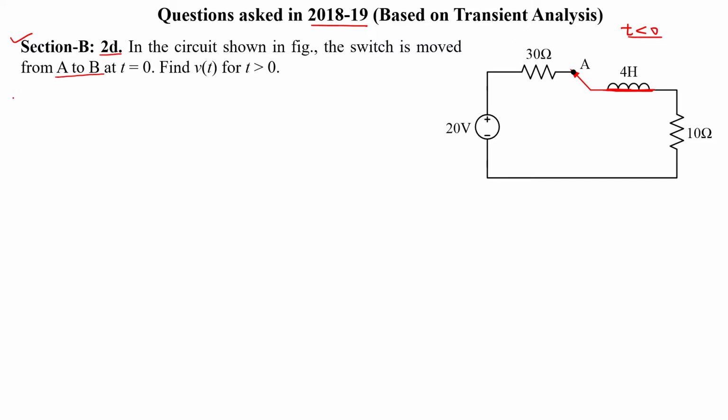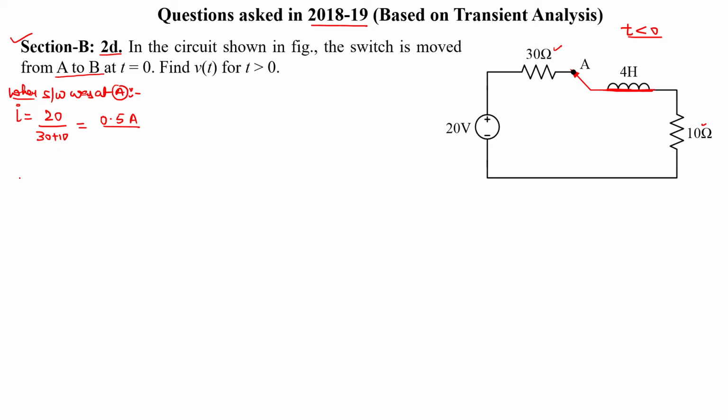So when the switch was at A, first we are going to analyze it. What is the value of current here? The value of current is simply the voltage divided by the equivalent resistance, 30 plus 10. So the value will be equal to 0.5 amperes. Clear? 0.5 amperes.